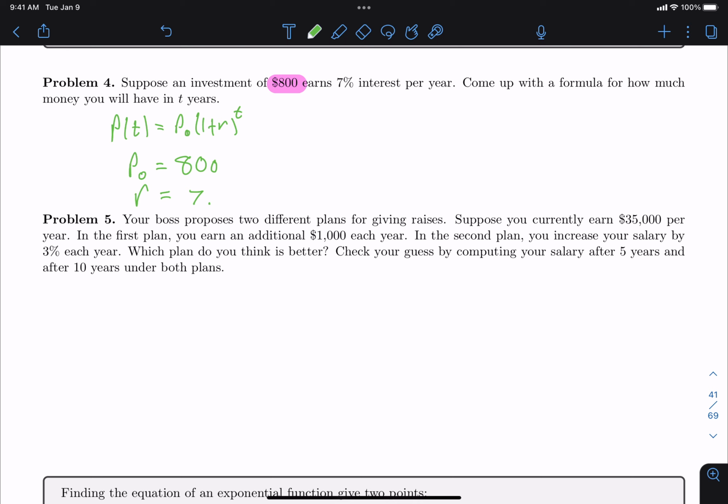No, yes, R should be 0.07, right? Okay, because it's a percent, okay? Percent means divide by 100. So 7% means 7 divided by 100, which is 0.07, okay? So in this case, we get P of T equals 800 times 1.07 to the power T, and that's our formula. All right, any questions on that?